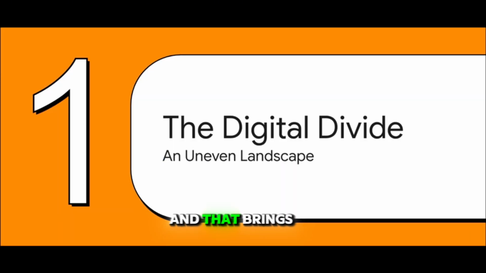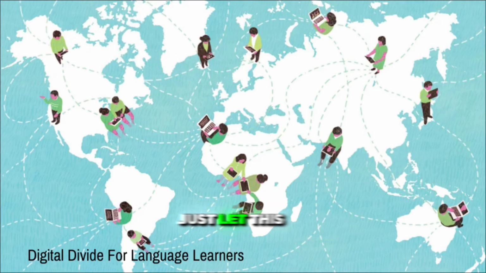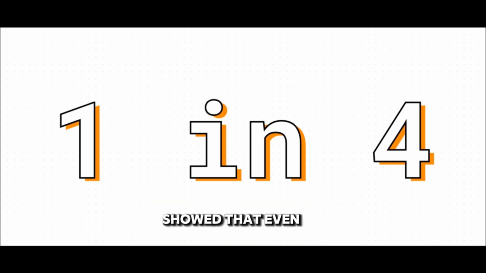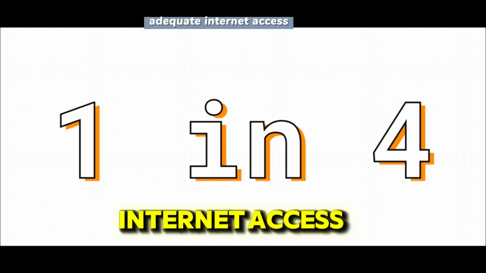problem. And that brings us right to the heart of the issue with this new landscape. All of this amazing potential doesn't mean a whole lot if the playing field isn't even for all of our students. We're talking, of course, about the digital divide. Just let this number sink in for a second. 1 in 4. A recent study showed that even in the states we think of as the most connected, 1 in 4 students still doesn't have adequate internet access.